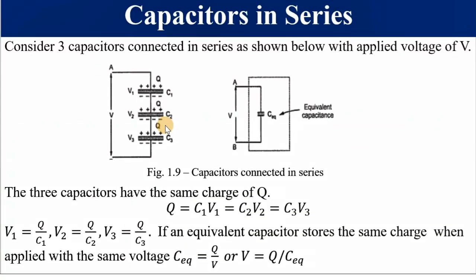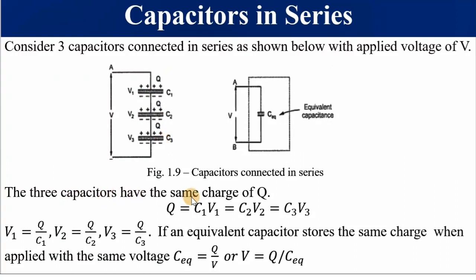Just like resistors, capacitors can be connected in series and also in parallel. We are now looking at how to find the equivalent capacitance of capacitors connected in series, and we are going to derive it. But for the sake of the exam, you might not be required to derive. You are required only to state. These are three capacitors connected in series, one after the other, and this is the equivalent capacitance made up of one capacitor. So we want to find the equivalent capacitance.